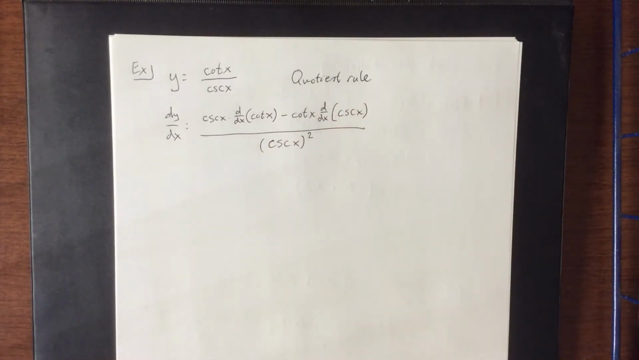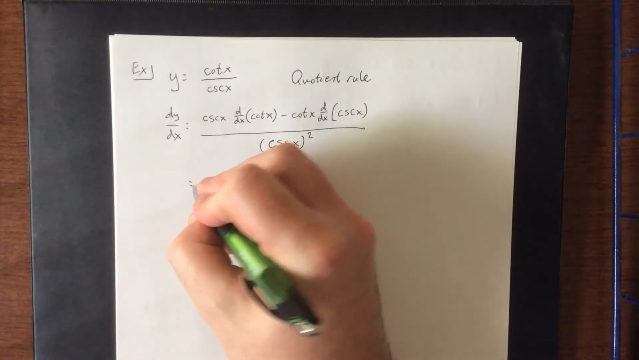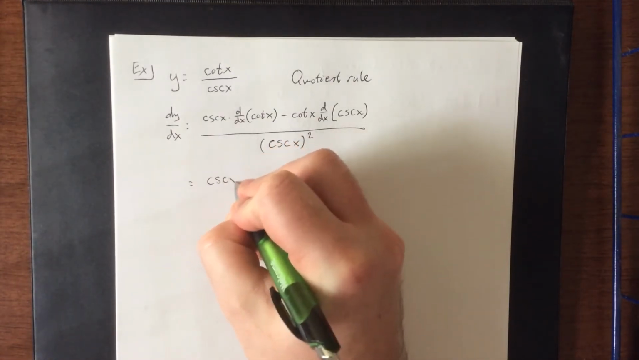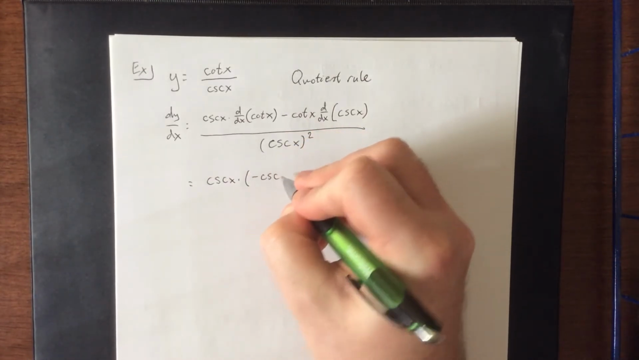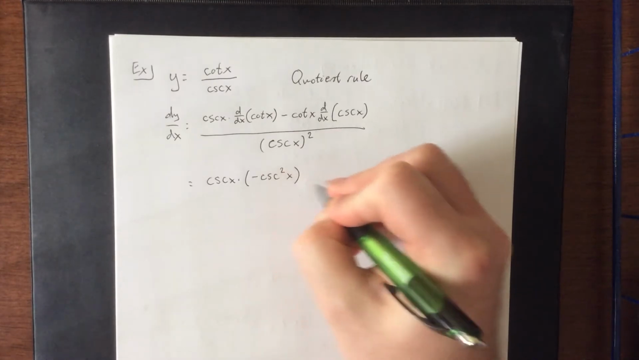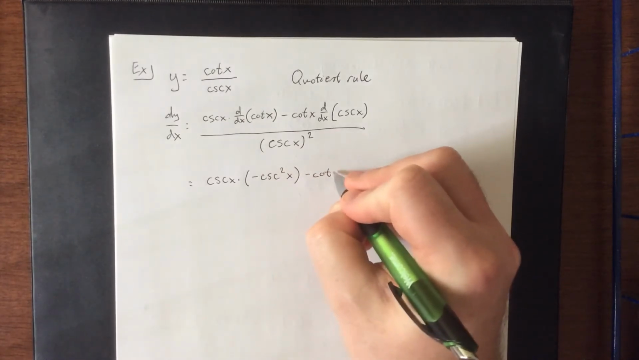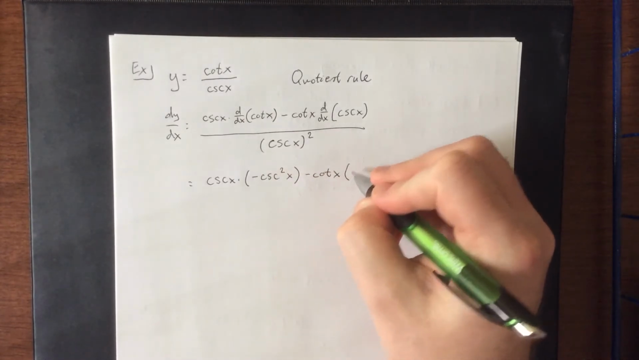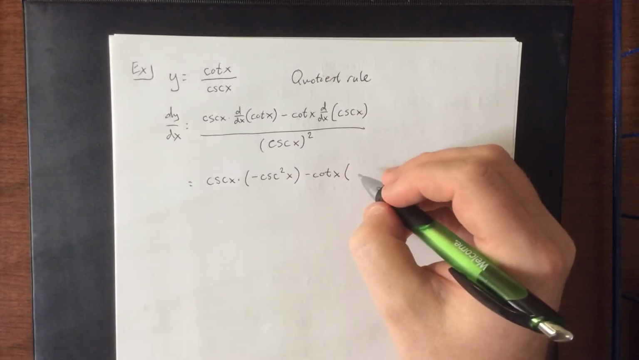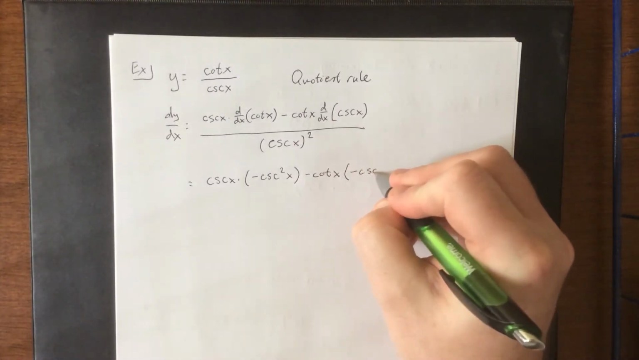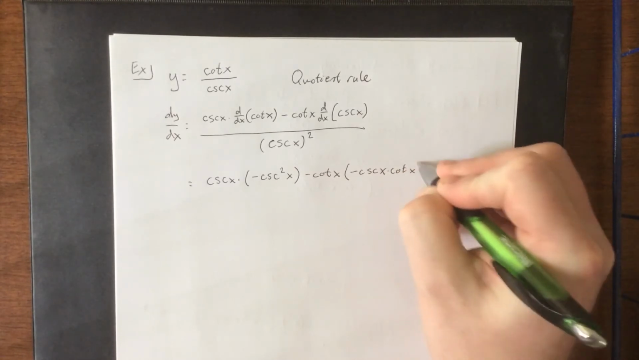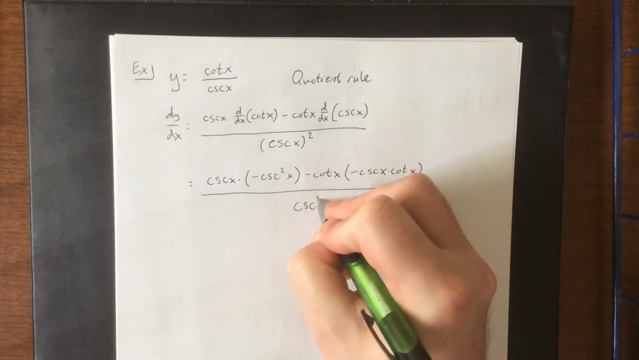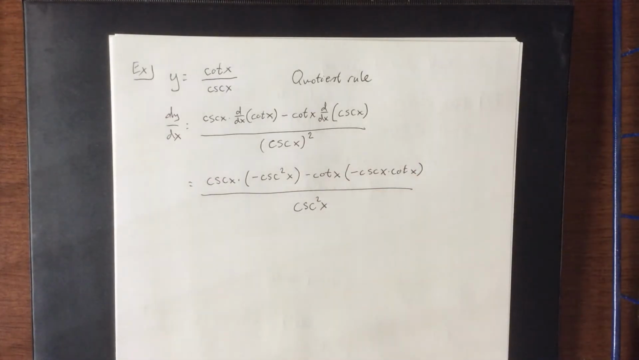Quotient rule doesn't finish all of the derivatives for us, but it does give us some more basic forms for us to try to work with. So this will be cosecant of x times the derivative of cotangent of x, which is negative cosecant squared of x, minus cotangent of x times the derivative of the cosecant of x, which is negative cosecant of x times cotangent of x. This is all over the cosecant squared of x.